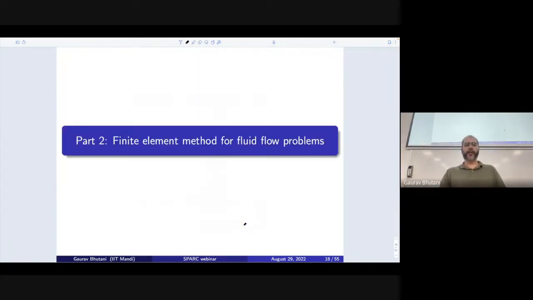For this particular gas column. Right, so now let's move on, change gears, and move on to a mathematical discussion on finite element methods for solving fluid flow problems.